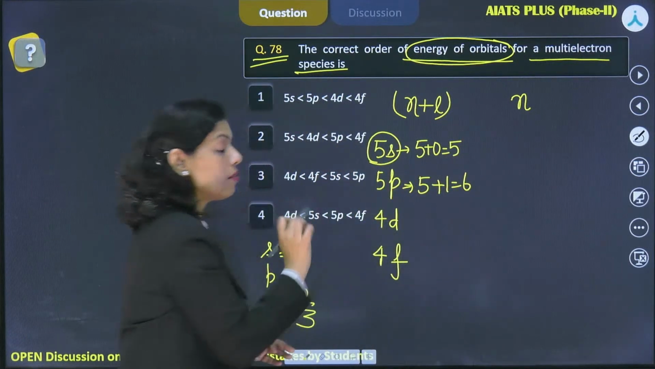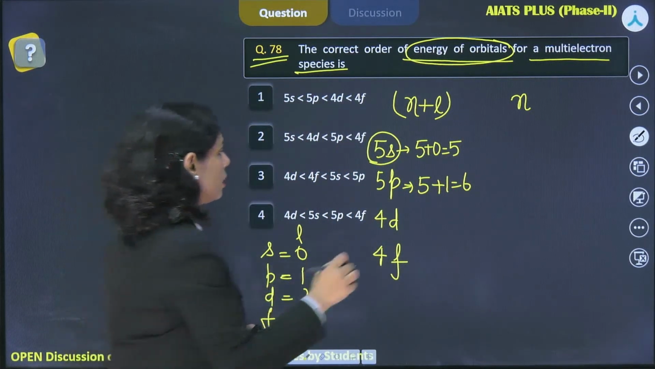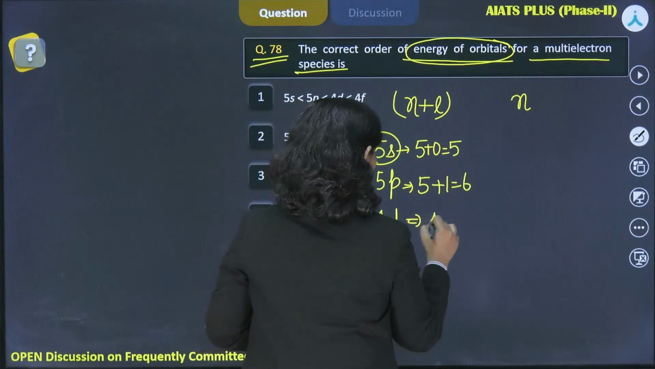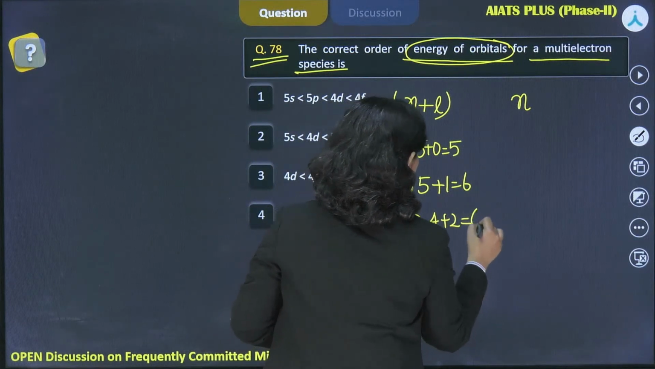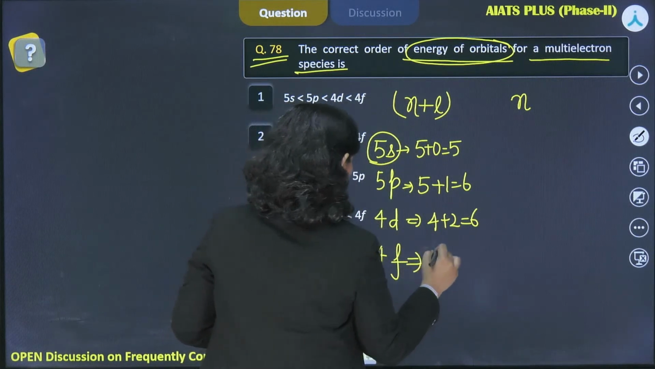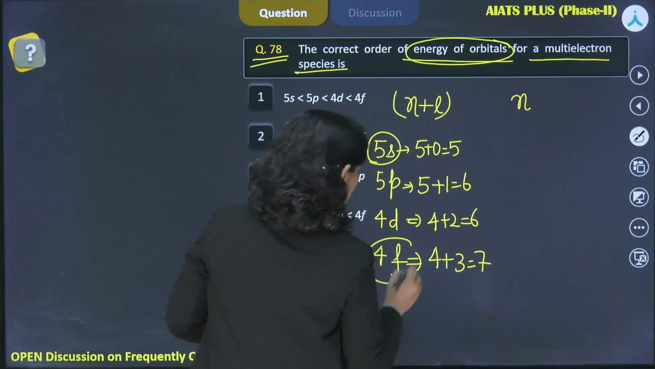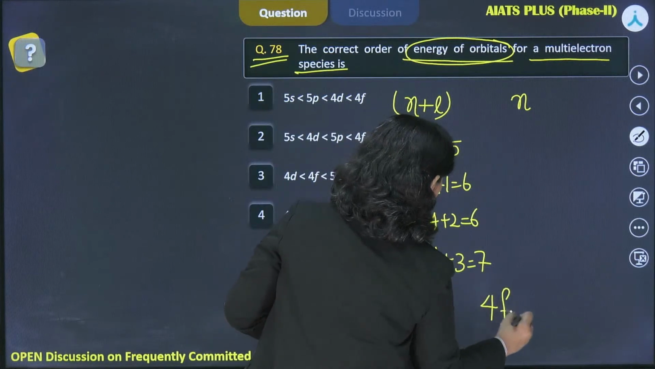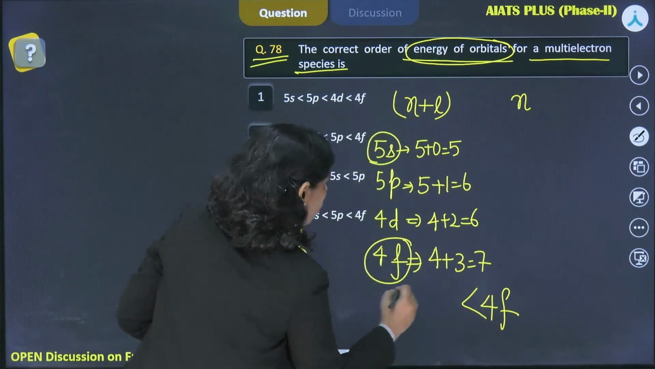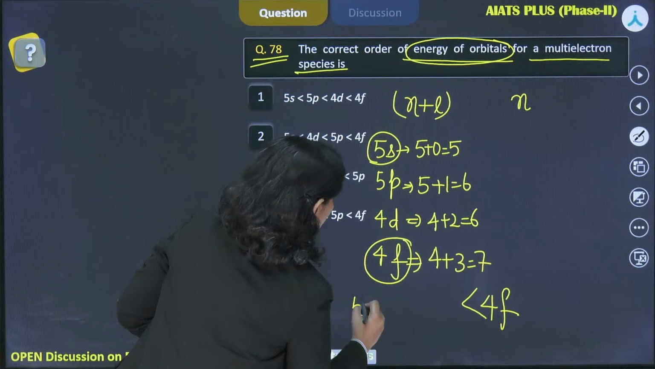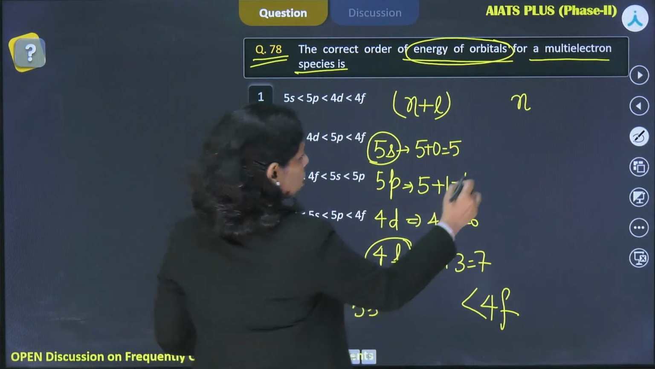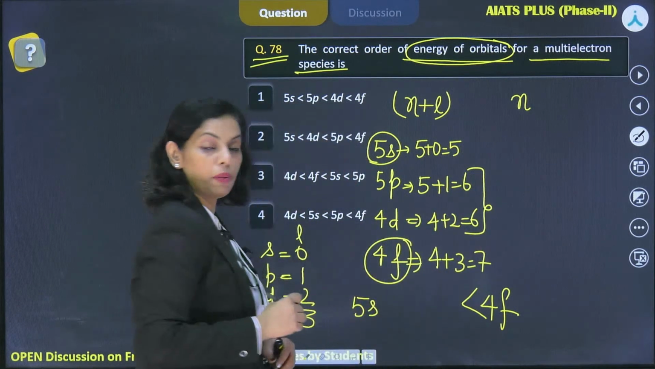Definitely 5s would have less energy as compared to 5p. Then 4d, 4 plus 2, it is 6 again. And 4f is 4 plus 3, 7. So highest energy for 4f and the least energy for 5s. Now the question is between these two, 5p and 4d.